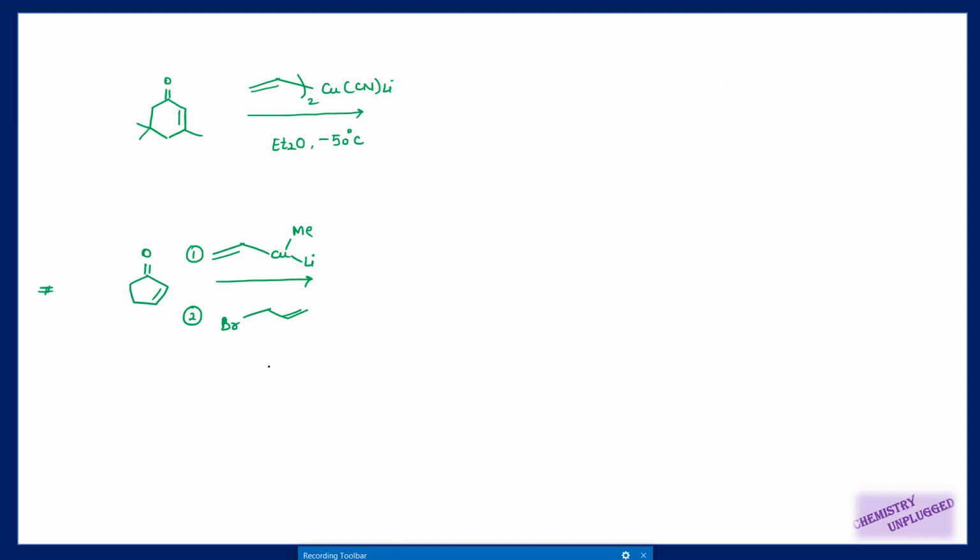Then the next example is very simple, but I have taken it here only to explain to you that this type of organocuprate compound can also be possible. So simply it will show 1,4 addition and this group will attach like this.